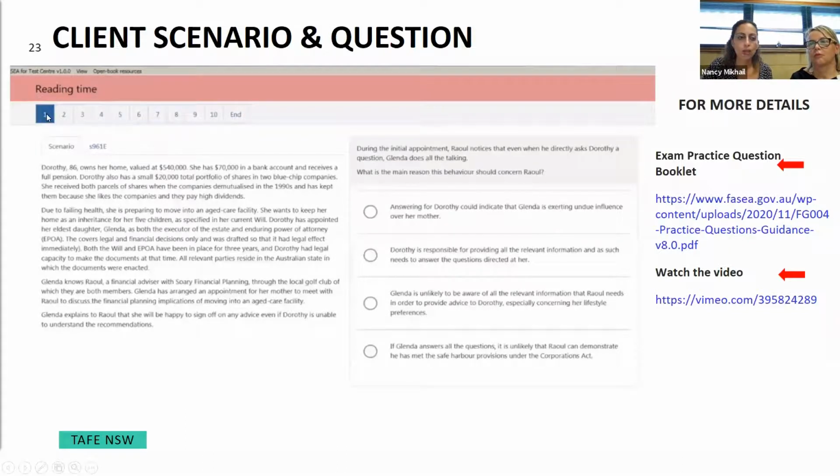Again, it's showing you that it's got question 1, and that's what you're attempting because it's in blue. Reading time means I'm still in my 15-minute block. I can't actually answer anything, but I can still read the questions. That's how a multiple choice question is set out on there. Again, all of this information is on the FASEA website. I got this information from watching the video in preparation of the exam.